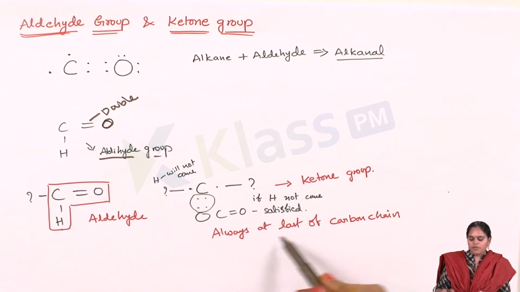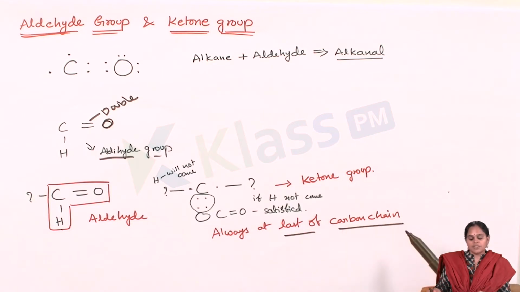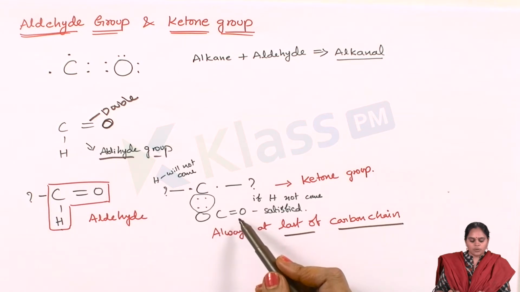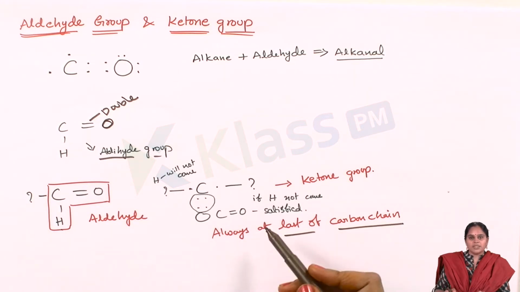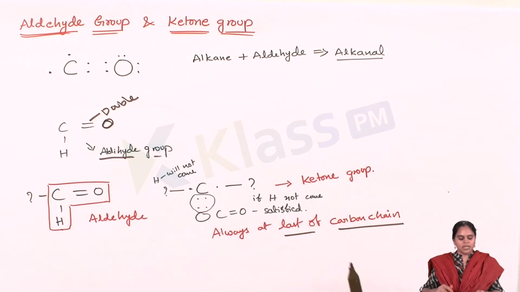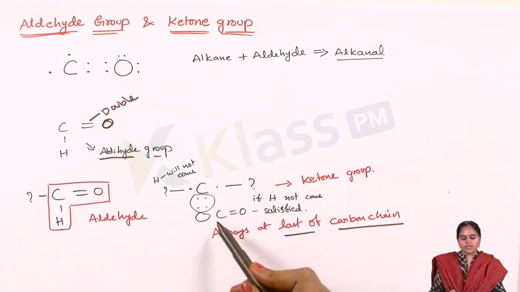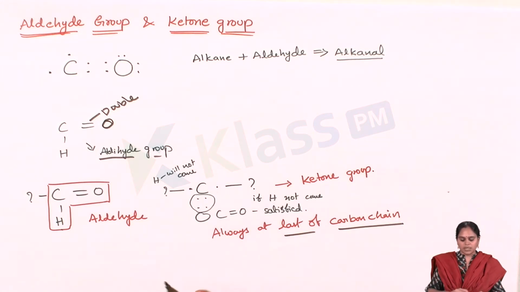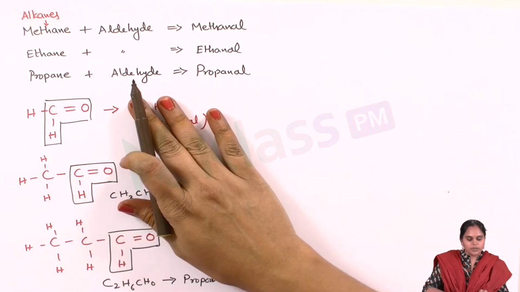This should always be at the end of the carbon chain. This will always be at the last of the carbon chain only, because it is replacing someone. If nobody comes, it joins with the oxygen. Then the bond will be satisfied. Then the outermost shell of the carbon will be satisfied by making the double bond with the oxygen. See with better examples here, so that you will understand in a better way.